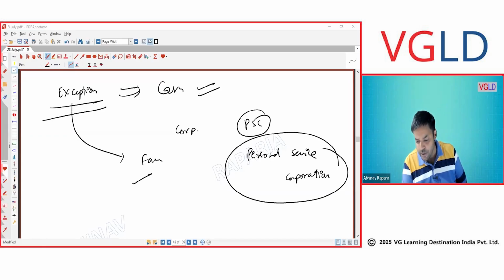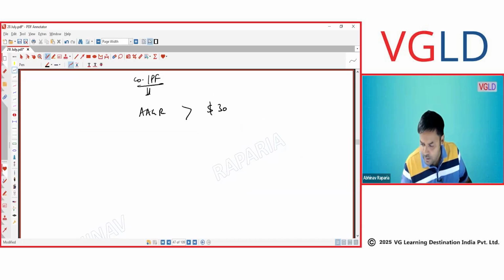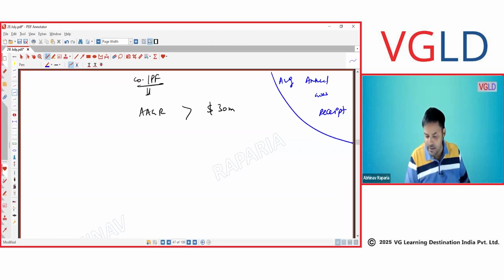Third category is going to be specified corporations. A specified corporation or company. What does that mean? Any company or partnership firm where your AAGR is more than $30 million. What is AAGR? AAGR is average annual gross receipt.